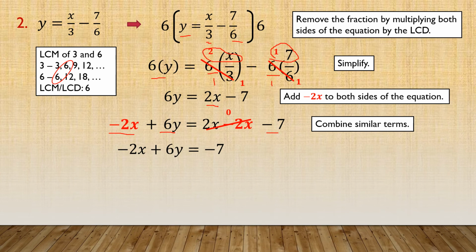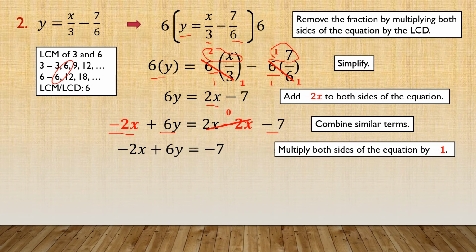So, yan na. Do we consider this one now as the answer? Okay, nakaporma na siya ng ax plus by equals c, di ba? Pero hindi pa po. Okay, we have to multiply both sides of the equation by negative 1. So, kailan to gagawin?